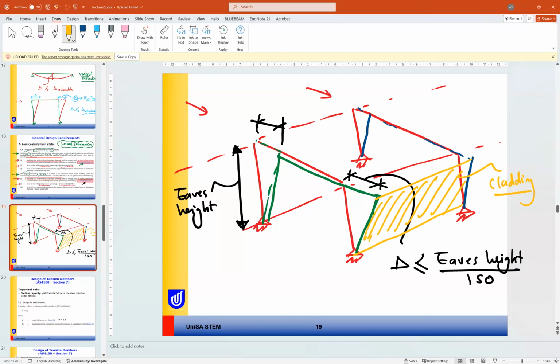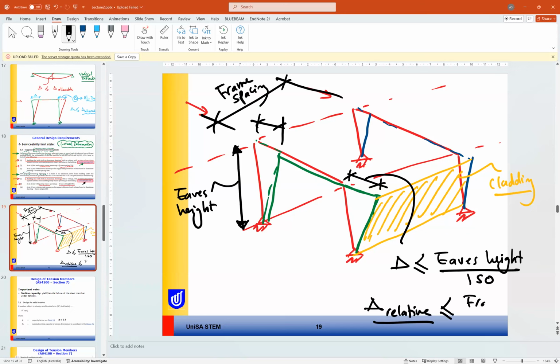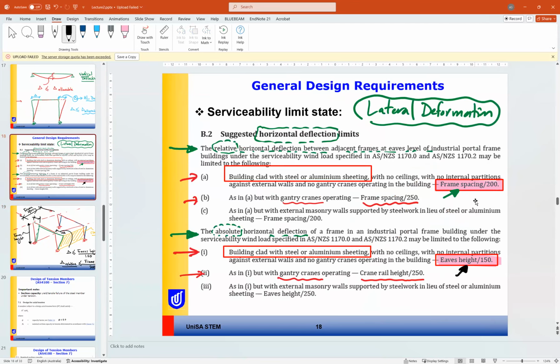So that's why we have another limit. This limit is based on what? The frame spacing. So the standard puts another limit, where delta here is the relative deflection between the two frames, which should be less than or equal to the frame spacing divided by 200. So this is the first one and this is the second one. This is criterion A and criterion B for the horizontal deflection of a frame.